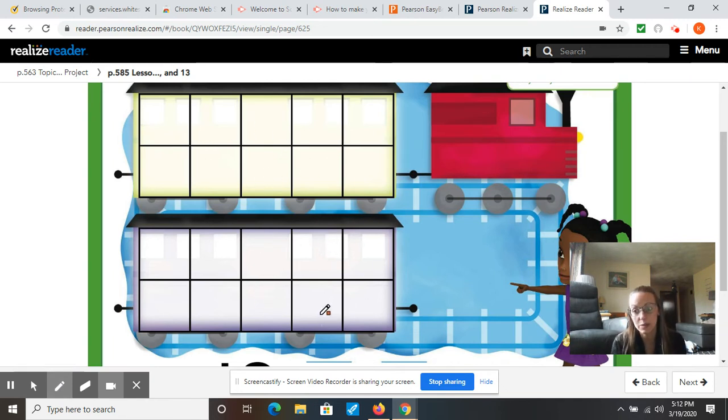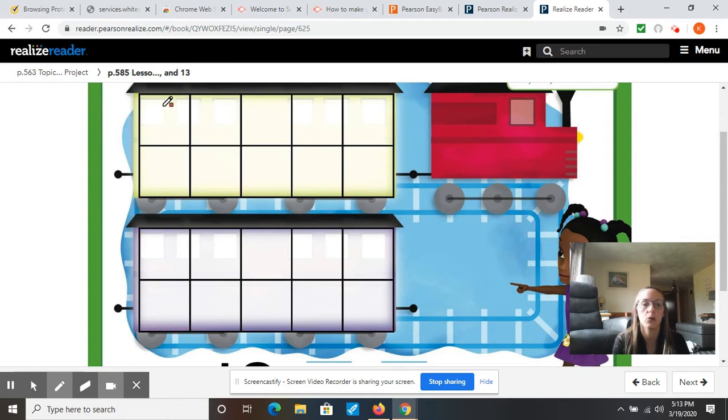Now, these look very similar to a math tool that we know. It has 1, 2, 3, 4, 5, 6, 7, 8, 9, 10. Do you remember what we call that? We call it a 10 frame. So today we're going to be working on creating the number 13 out of two parts of a 10 frame.